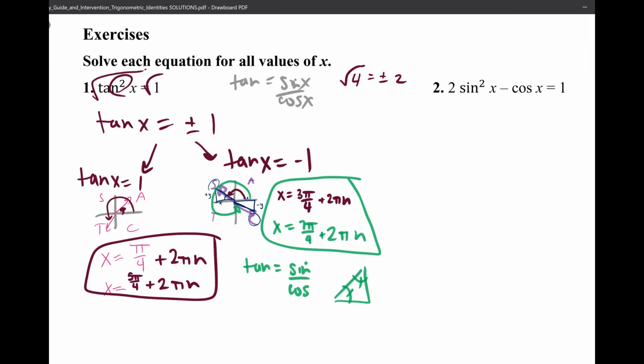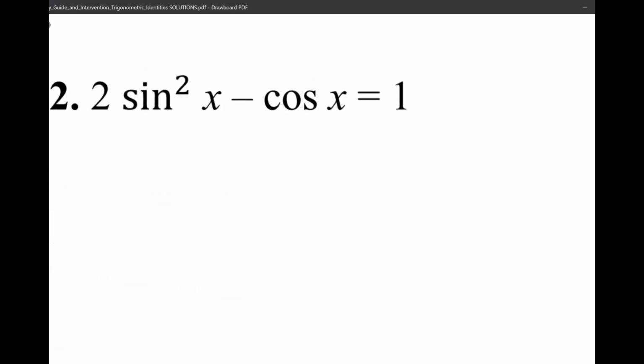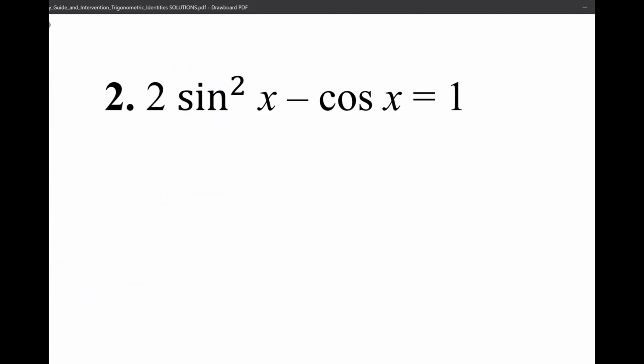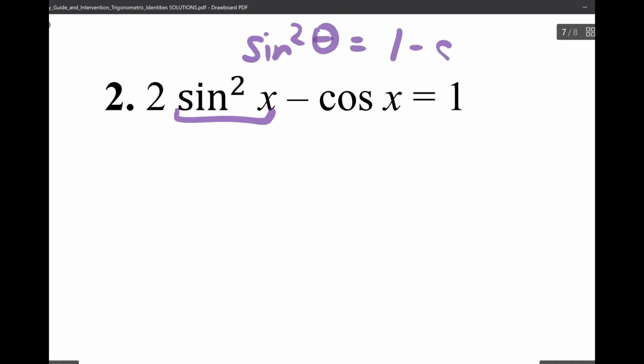What I'm going to do now is number 2. So I have 2 sine squared x minus cosine x equals 1. This is tricky. I need to have everything in the same trig value. Since I can't change cosine into something with sine, I'm going to have to change sine into something with cosine in it. Well, I know sine squared theta is equal to 1 minus cosine squared theta. So I'm just going to plug that in place of sine squared.